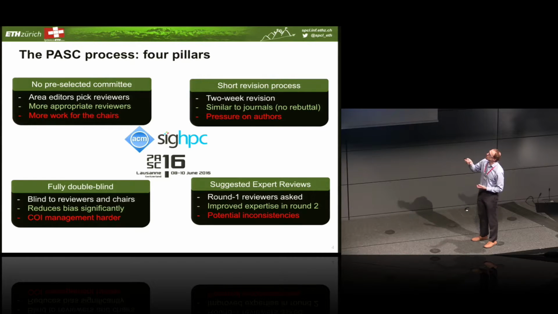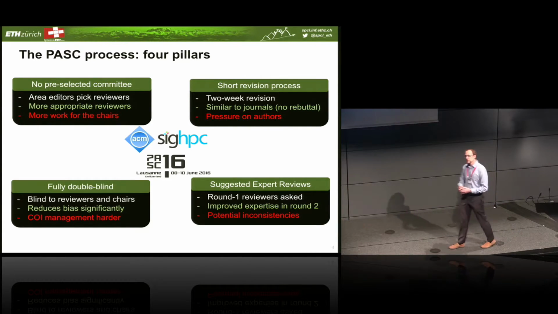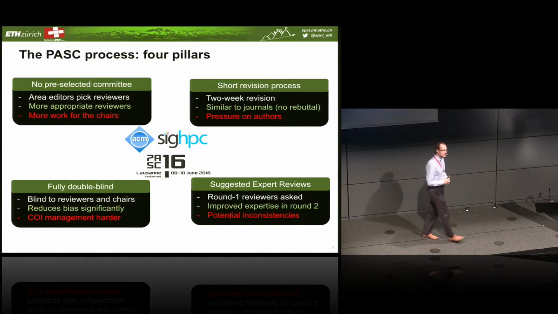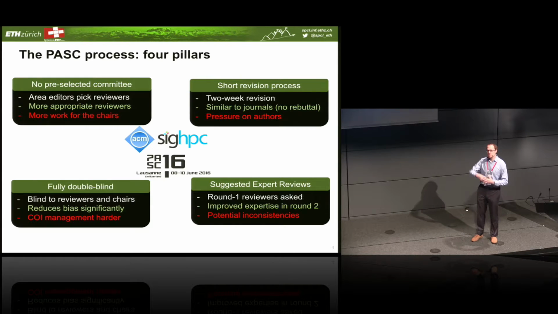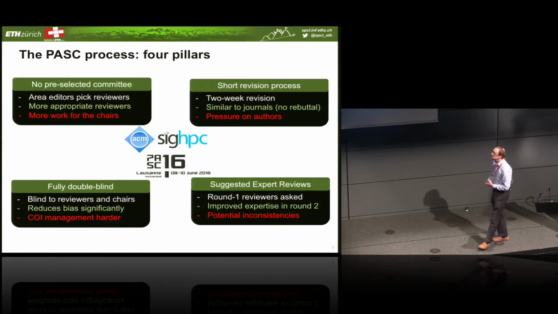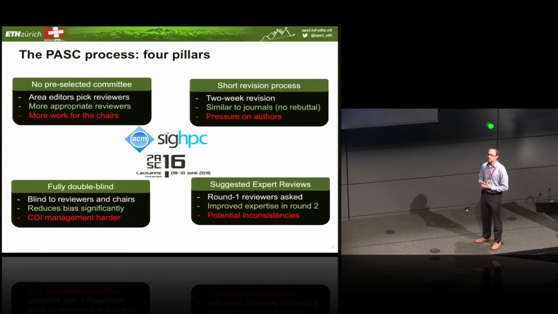And then the last pillar of this review process is that we have suggested expert reviewers. Since we have a 2-stage review cycle, we asked the reviewers in stage number 1 to suggest experts, to tell us who would be the person in the field to review that particular paper. This was an incredible success, I would say, because most of these expert reviewers agreed to do this. In fact, some of them changed the reviews substantially, but I'll have a slide on this in a couple of minutes.